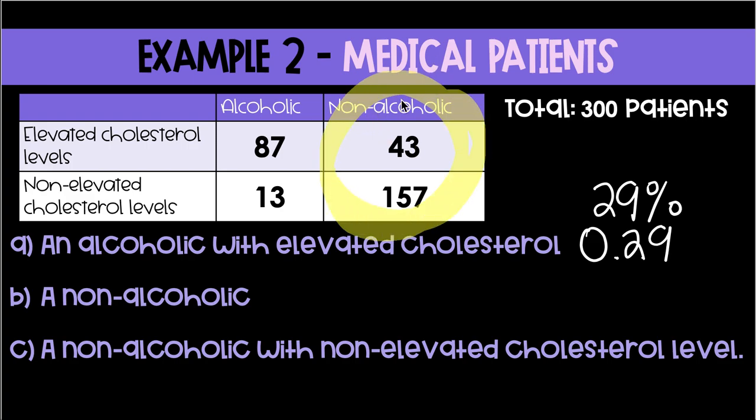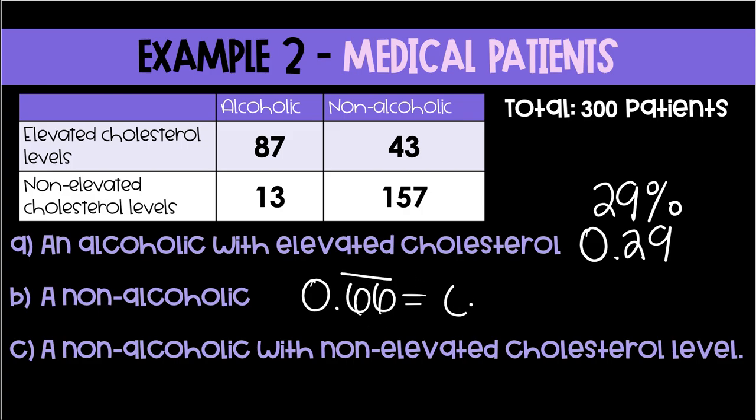A non-alcoholic patient includes all of these, with or without elevated cholesterol levels. Remember, this was 200 out of 300, that's 2/3, which is 0.66 or 0.6666. In percentage form, it will be 66.67% if we round to our nearest hundredth decimal place.